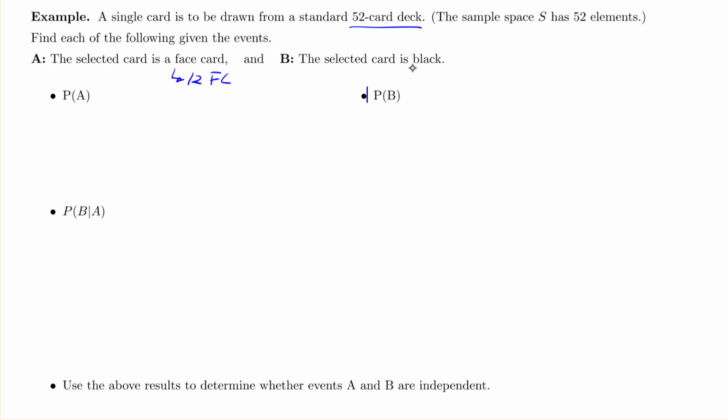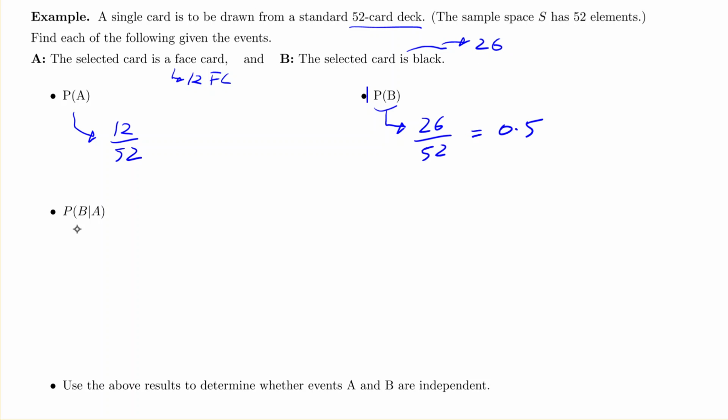And event B is that the selected card is black. There are 26 black cards, clubs and spades. So what's the probability of selecting a face card? Well, there are a total of 12 face cards out of 52. This is just basic probability, no condition. How many black are there? 26 out of 52, which is 0.5.